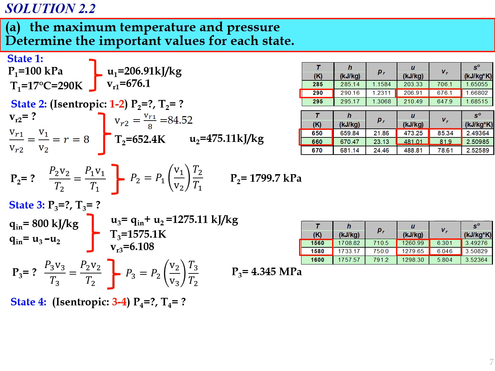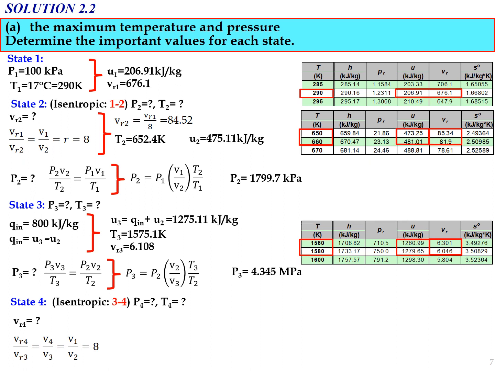So now the final state is state number 4, where state number 4 will involve the isentropic process. So we can use any equation that involves the isentropic process. So no pressure and no temperature given for state number 4. So P4, T4 is unknown. So we need to determine Vr4 by manipulating the value of Vr3 and also the compression ratio value that is given in the equation.